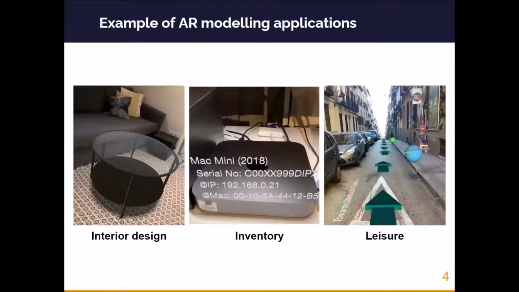These are three examples of AR modeling applications. The first one is the IKEA app where you can place a piece of furniture in the middle of your room, so you can imagine how it will look and what kind of decoration you can add into your home. Then you have the computer inventory. Here we scan the barcode of the Mac Mini and it displays some relevant information like the MAC address and the IP address. And finally, you have the leisure application where tourists can display points of interest by focusing the camera on them, and they can follow the track to get directions towards nearby touristic spots in the real world.